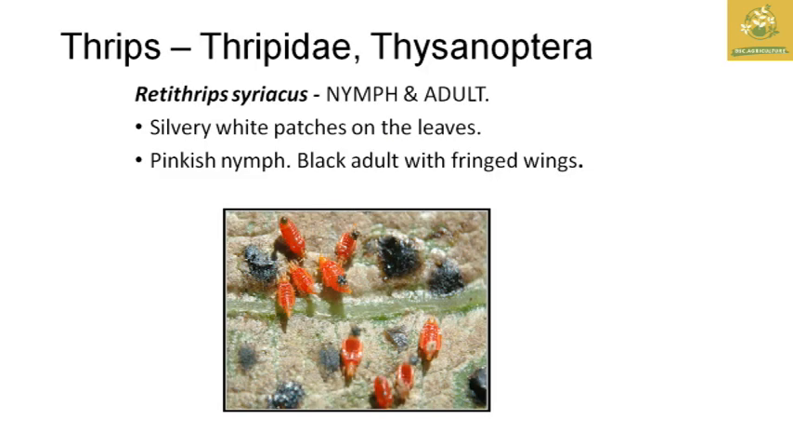And the next one is thrips, where the family is Thripidae and the order is Thysanoptera, and the scientific name is Retithrips syriacus, where the nymph and adult cause damage to the host plant. They form silvery white patches on the leaves, and the pinkish nymph and the black adult with fringed wings are the characteristics of Retithrips on the Jatropha host plant.